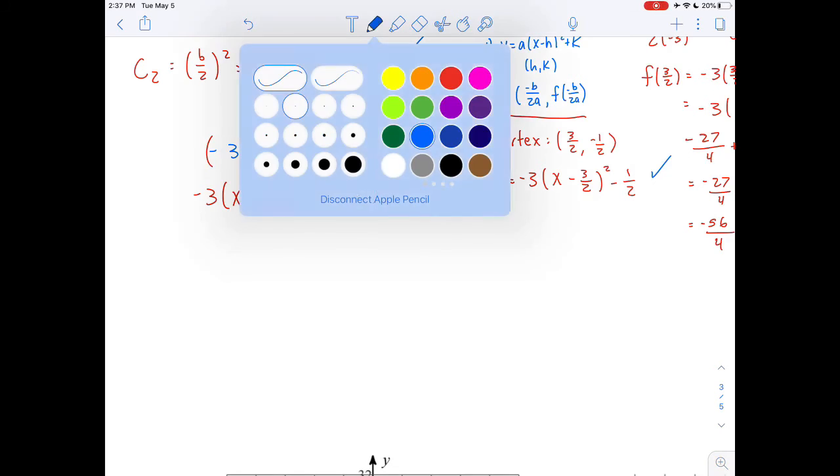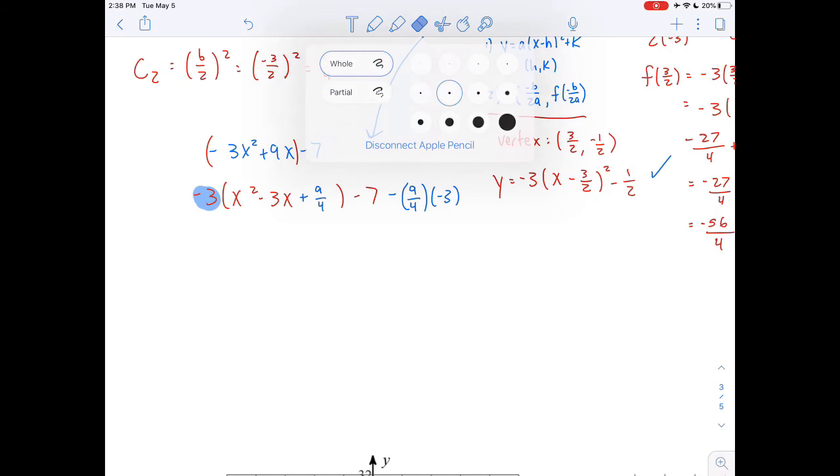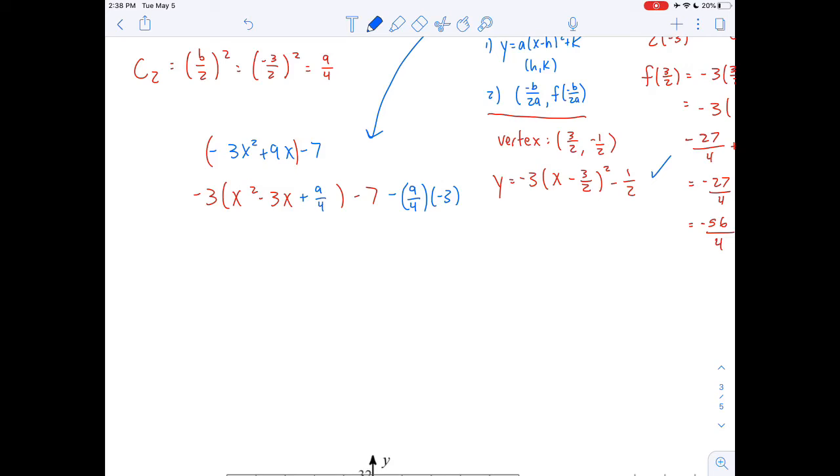And what I'm going to do with that 9 over 4 is I'm going to add it inside the parentheses and subtract it outside the parentheses. But the key thing that I have to do, and I mentioned this previously, is multiply by this original factor of -3 to my subtracted term outside the parentheses. That's going to be essential, so make sure that you don't forget about that.